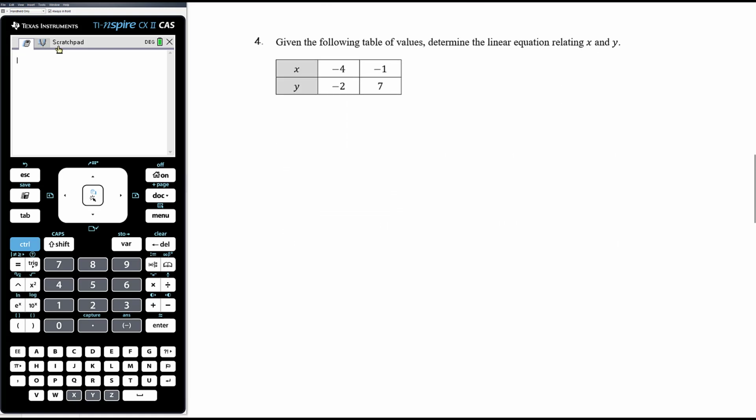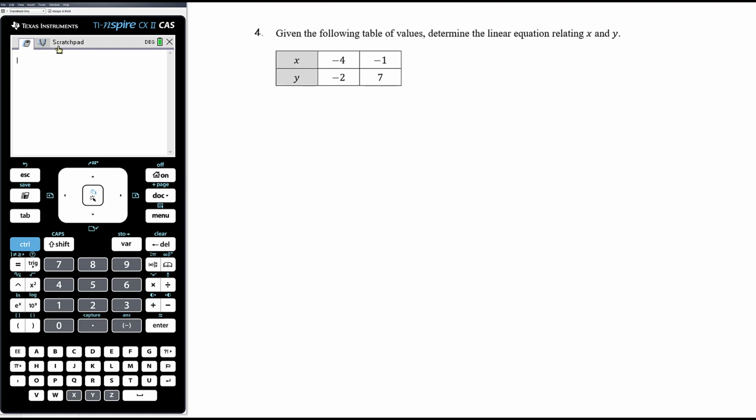Okay, question 4. Given the following table of values, determine the linear equation relating x and y. It's important to understand that this table of values is really just giving us 2 points. When x equals negative 4, y equals negative 2, and when x equals negative 1, y equals 7. So we've got 2 points. Neither of those points is the y-intercept, so I'm not going to use gradient intercept form. I'm going to use point gradient form.